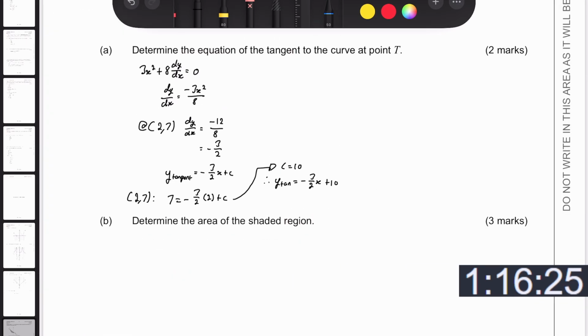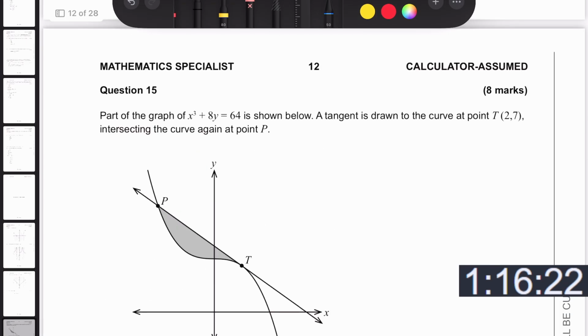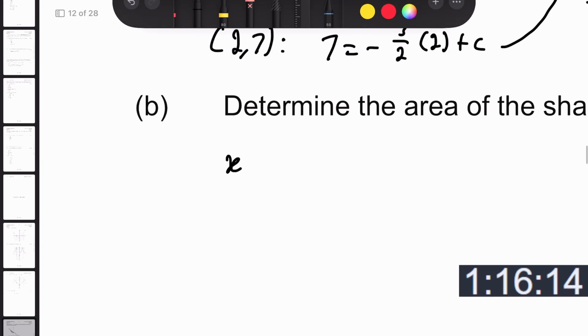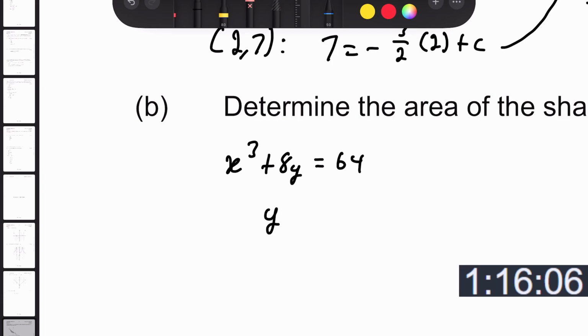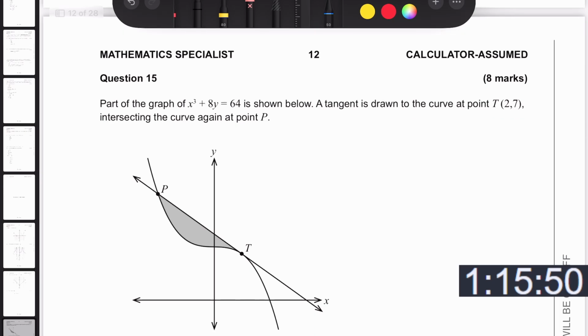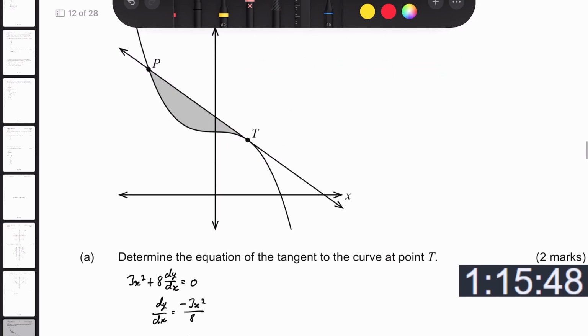Determine the area of the shaded region. Okay, so x to the power of 3 plus 8y equals 64. So then this simplifies to y equals 8 minus x cubed on 8. Yep. So then for the area of the shaded region, I have to find the point P.